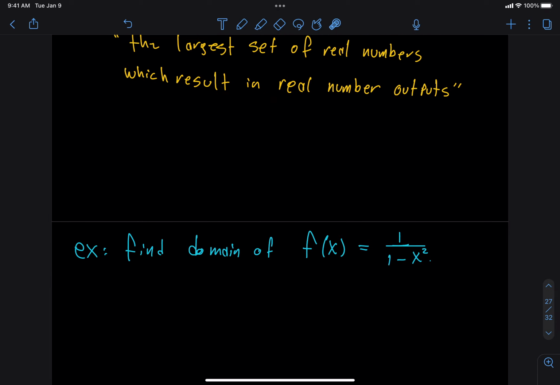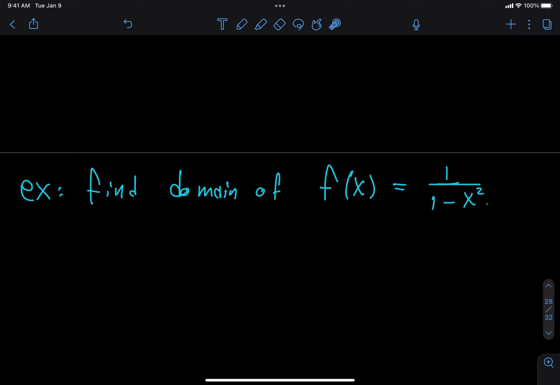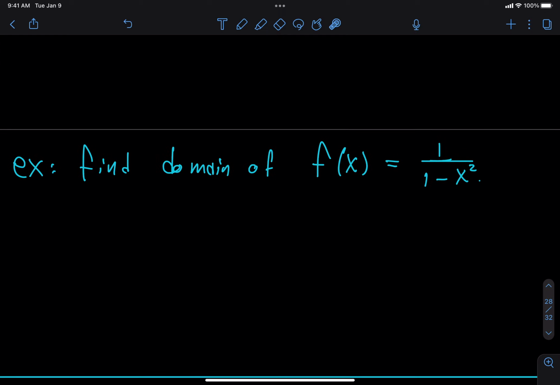So, for example, if we want to find the domain of a function like f of x equals 1 over 1 minus x squared, the complicated thing about finding the domain is you have to think about all the possible things that I can plug in for x that are going to make this function okay. The easier thing to think about, in my opinion, is what numbers could I plug in for x that are going to cause a massive problem for this fraction?